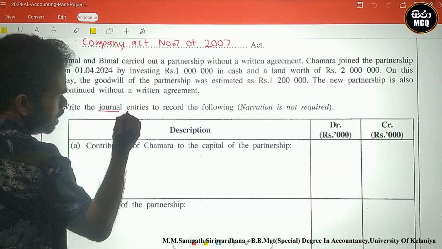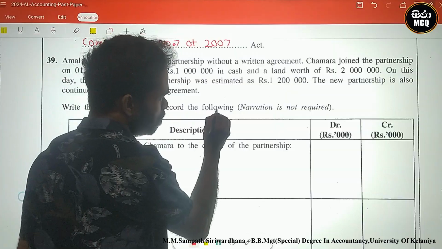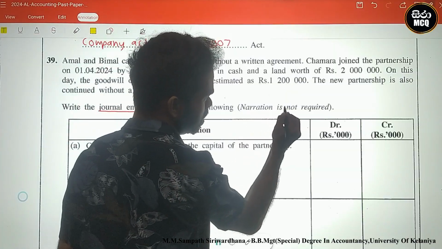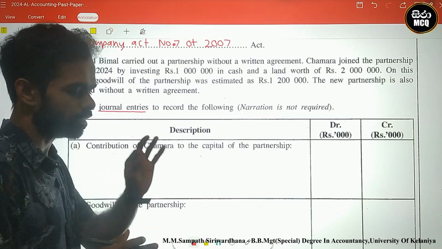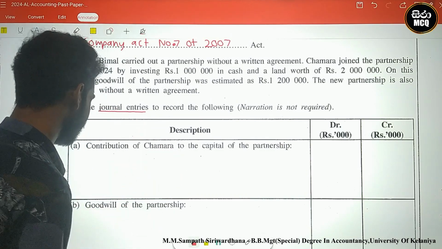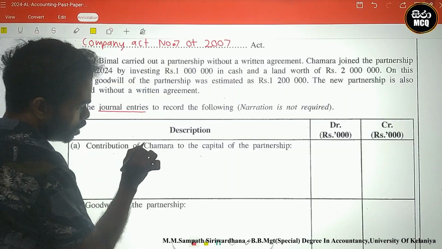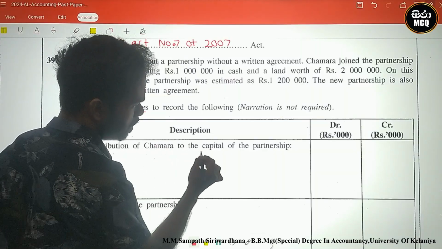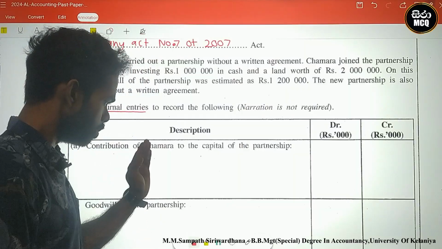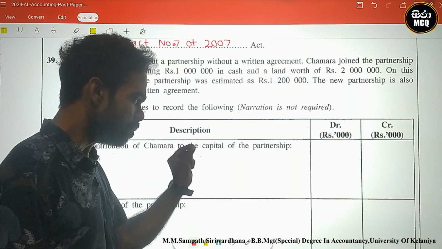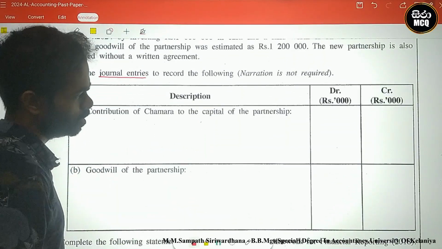Write the journal entries, credit and debit sides, to record the following. Narrations are not required; we do not write the narrations. What are the requirements? First, the contribution of Charmer to the capital of the partnership. Second, the goodwill of the partnership.